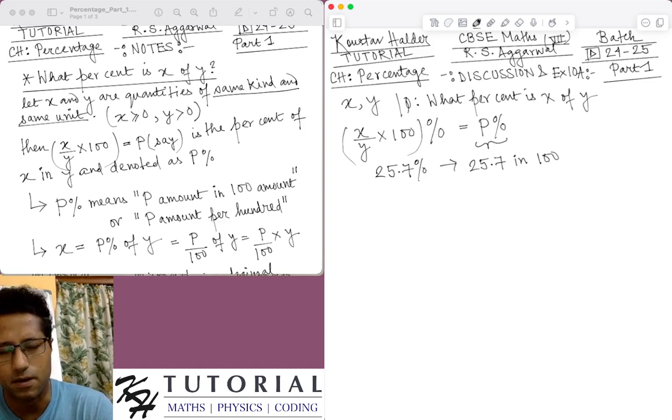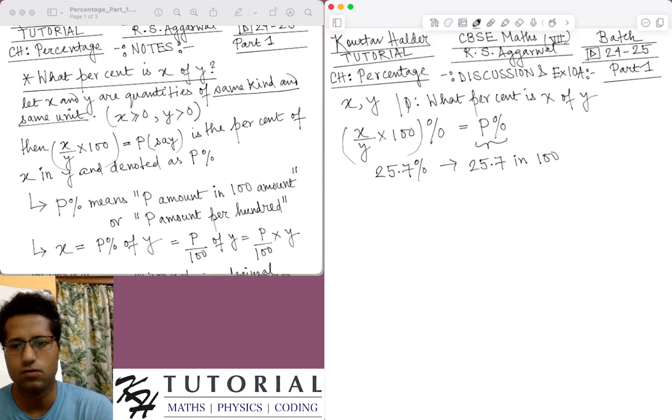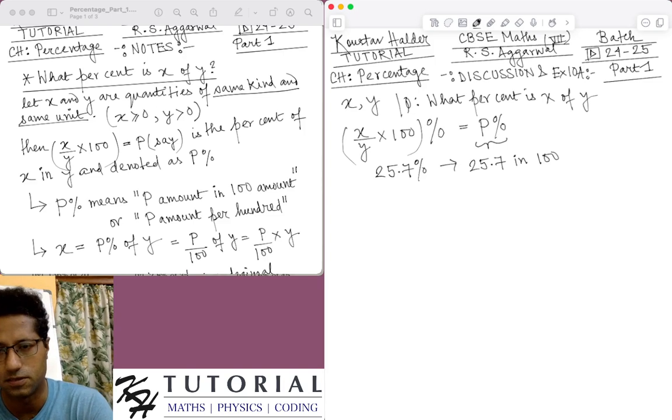So P is basically giving a measure of how much x is in a total of y. So if y is 100, then that amount of x is P. This is all it's saying. But the actual value of x and y from which this percentage has been calculated, you can see that P has been calculated from x and y.